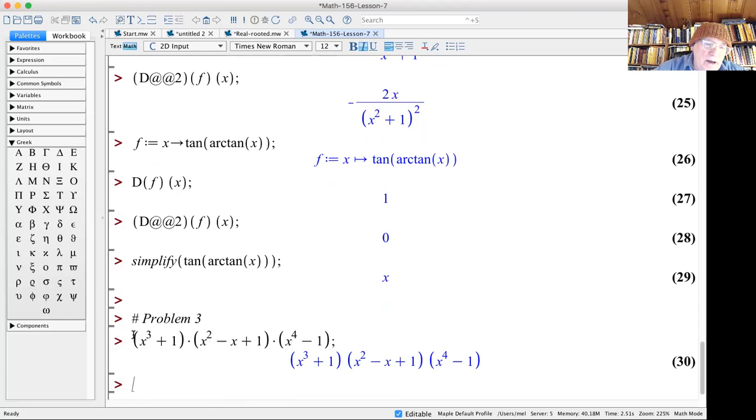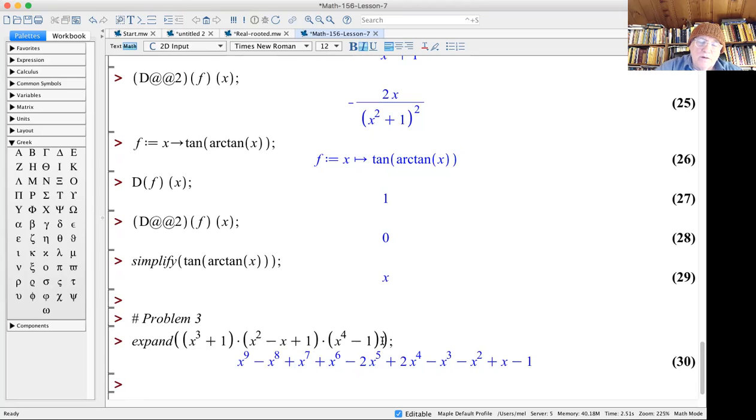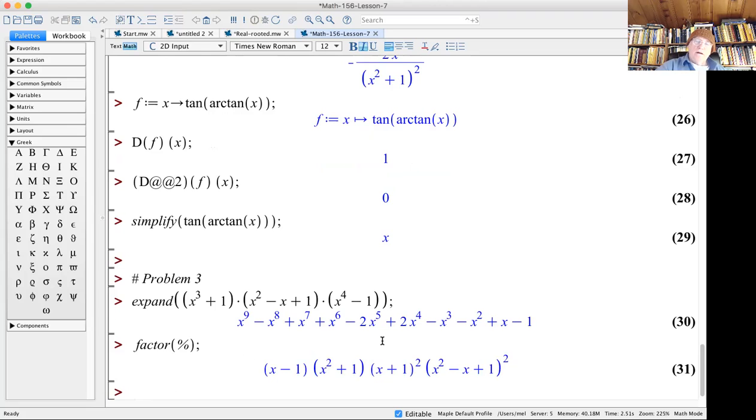So we want to multiply it out, for which the command is expand. That's what it is. And then we want to factor this. And just write factor, parenthesis, percent sign. Notice this is not what we got back. And the reason is because factor factors completely. These 3 polynomials can each be factored in turn. So when you factor it out, you get something like this. It's quite nice.